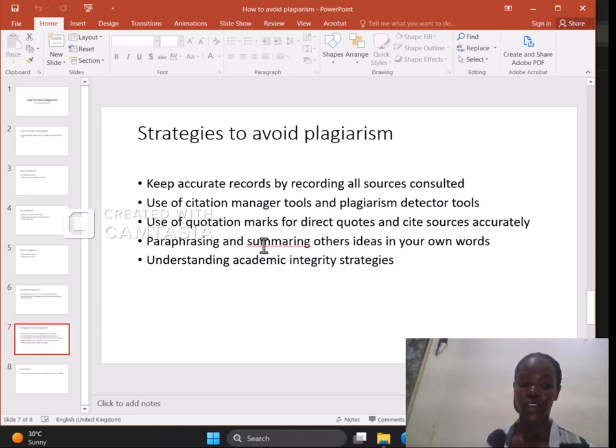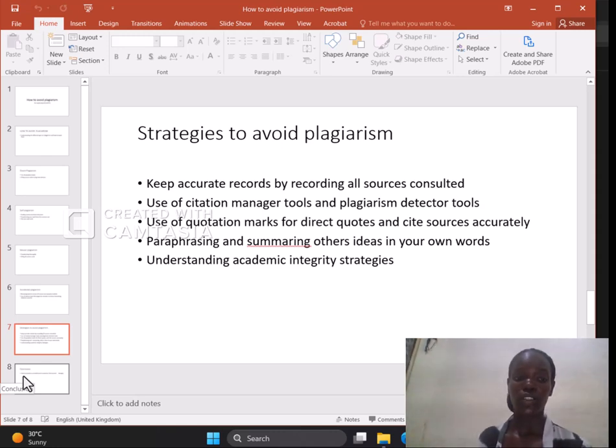Then there was paraphrasing and summarizing others' ideas in your own words. You can read someone's work, you understand, then after understanding, you rephrase it in your own understanding, in your own words, without copying the exact words from the source where you've gotten your work. Then there is understanding academic integrity strategies. Those are some of the strategies you have to use to avoid plagiarism.